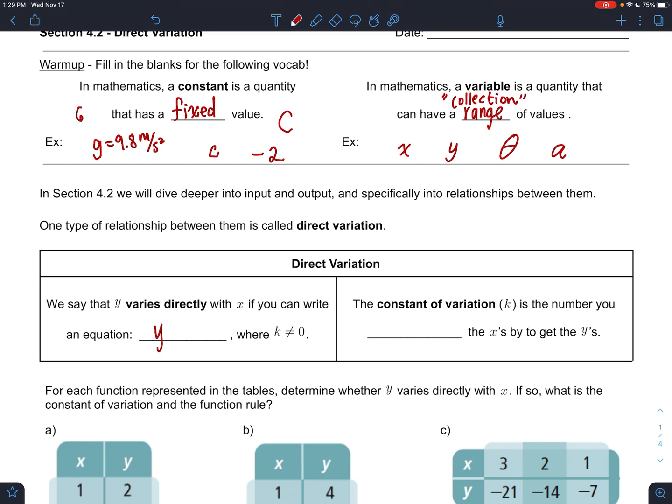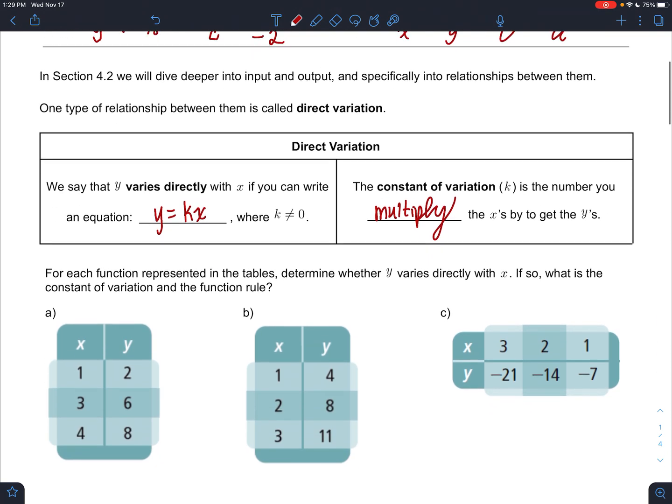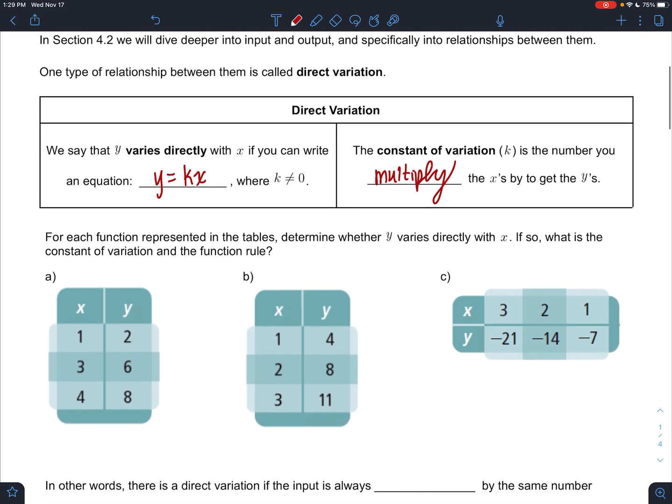So that type follows this equation. Whenever I say y varies directly with x, you ought to be thinking about y equals kx. So it's a very simple equation. All it says is take the input x, multiply it by k, and that gets you your output y. And we call that altogether, it varies directly. Right? So k is the number that you must multiply the x's by to get the y's. So that's the words. Maybe we ought to take a look at some examples here.